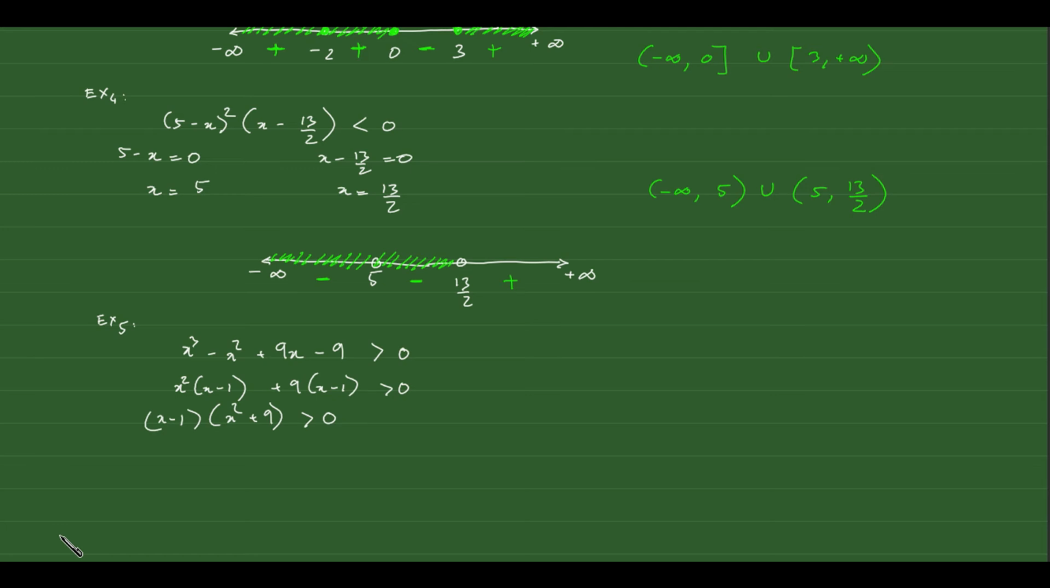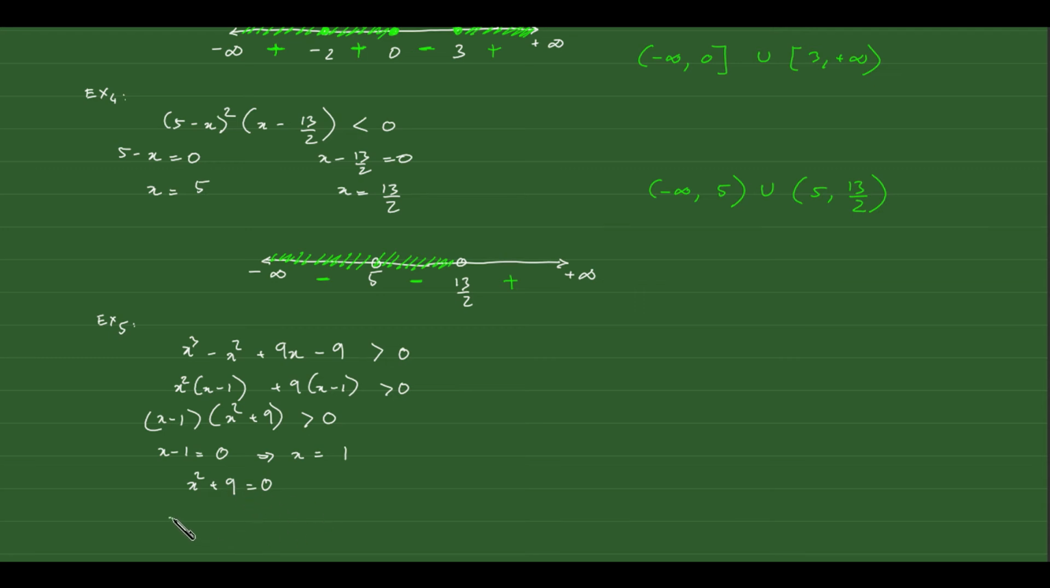Alright, so this is an interesting thing right here. We see that the x minus 1 over here, you can solve for the value so that you put it on the number line. But x squared plus 9, when you solve for the value, it turned out to be negative and positive.